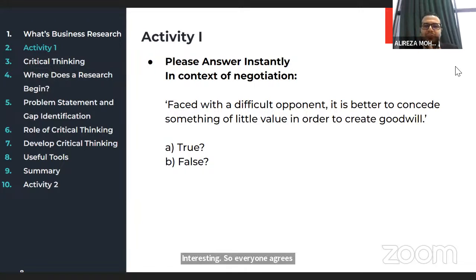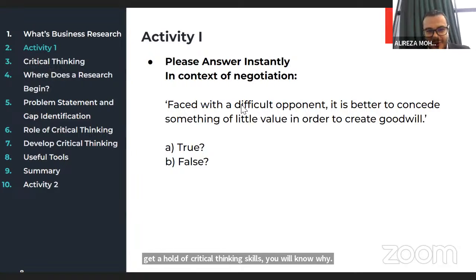So if you are faced with a difficult opponent, it's better to concede something of little value in order to create goodwill. If you say it's true, don't get disappointed, but you are wrong, and that's okay. That's totally okay, because I'm hoping when you get a hold of critical thinking skills, you will know why.